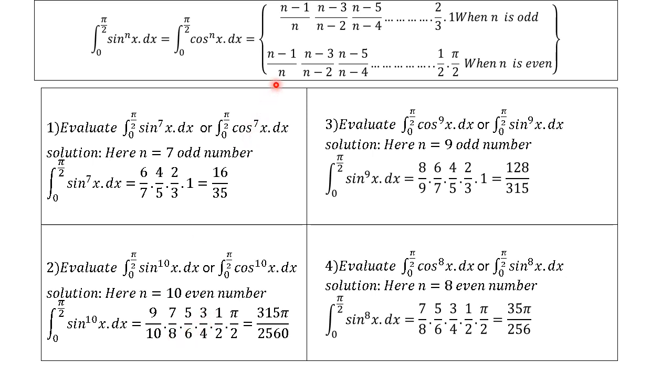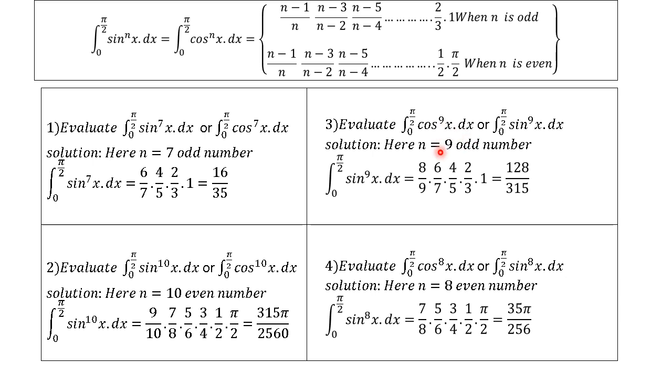In the denominator, here n is there. n is 10. 2 less than 10 is 8. Next 6, 4, 2. Here n is an even number, therefore multiply this one with pi by 2. Observe carefully, for even numbers it ends up with 1 by 2 into pi by 2. Multiplying this one, simplifying, you will get 315 into pi divided by 2560. That's all. Next, evaluate third problem, evaluate integral 0 to pi by 2 cos to the power 9x dx.